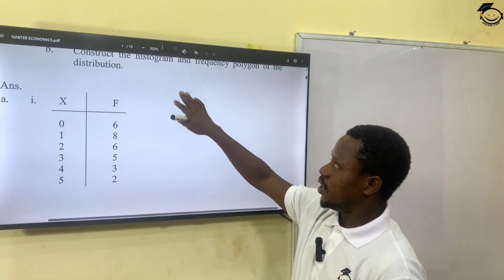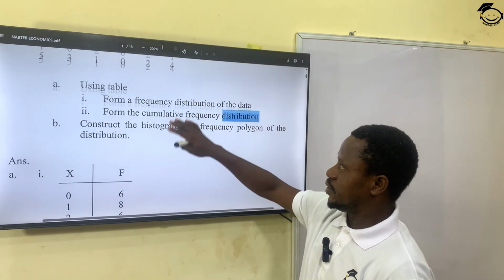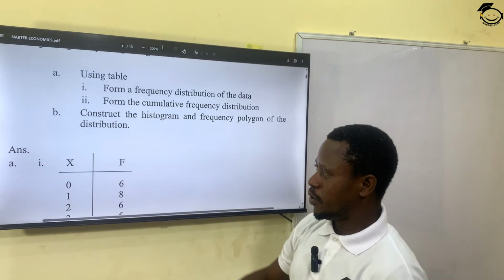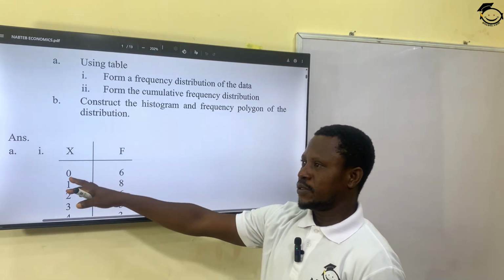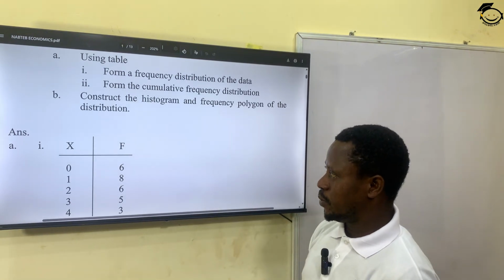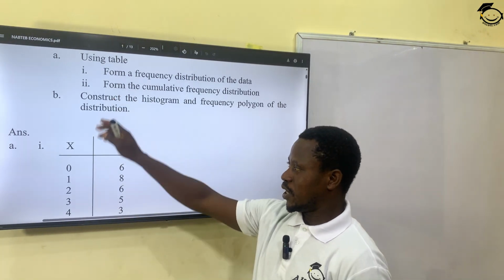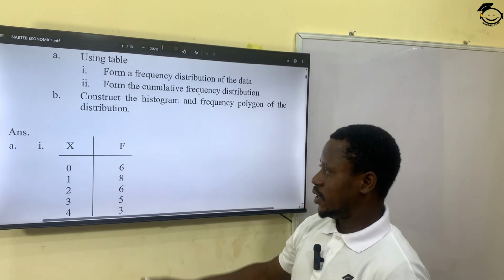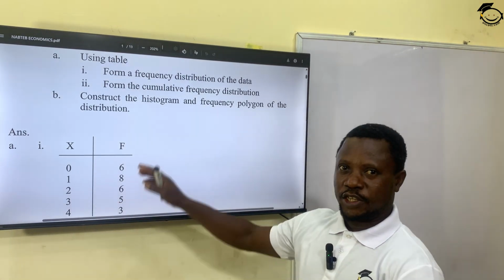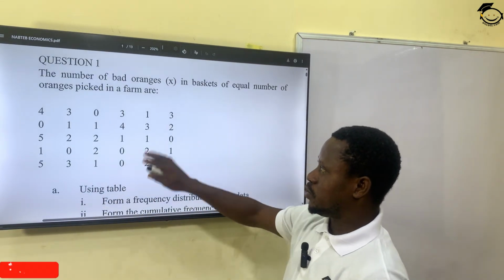This is the frequency table. In the frequency table, you have the X, which is the number of oranges. How many times did 0 appear in the data given in the table? 6 times. How many times did 1 appear? 8 times. And how many times did 2 appear? 6 times. In case you want to get to know how I got to this table, you can see.